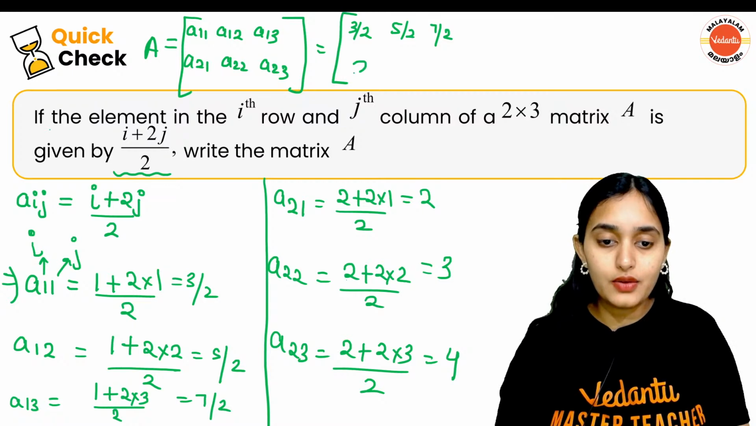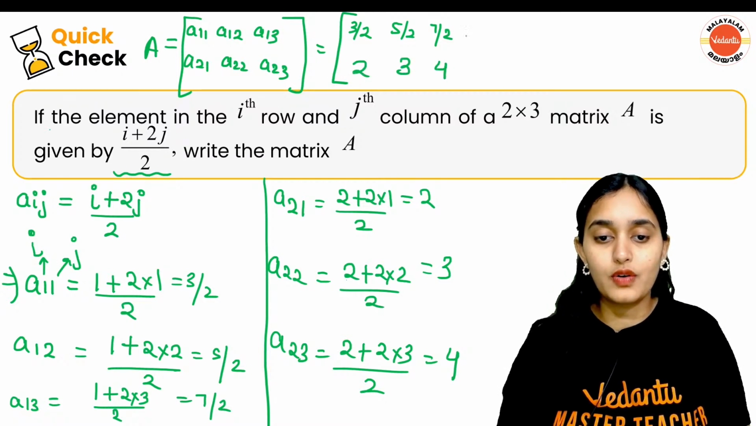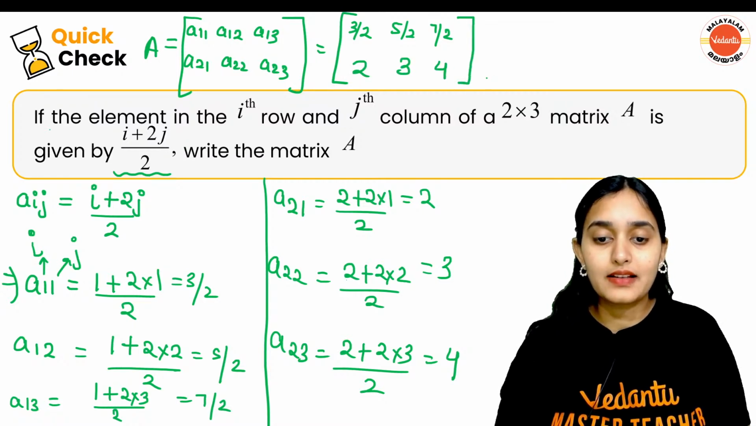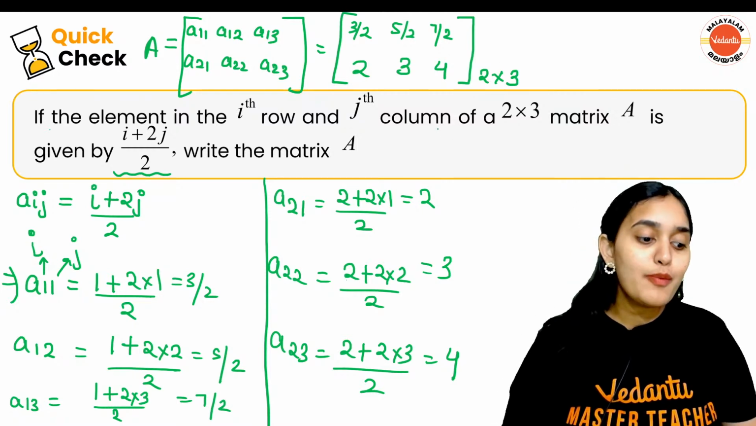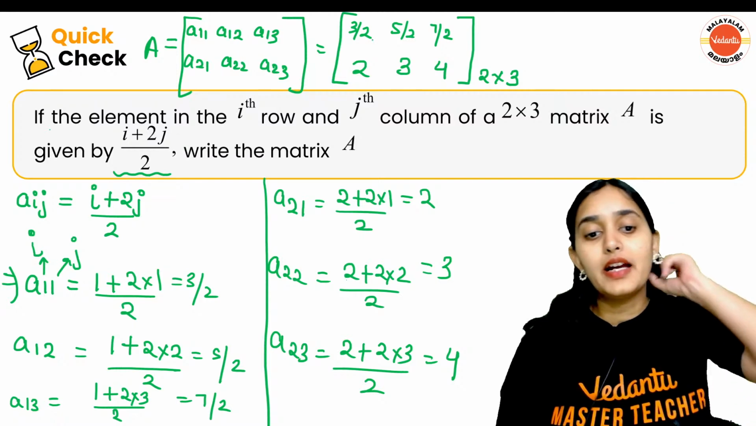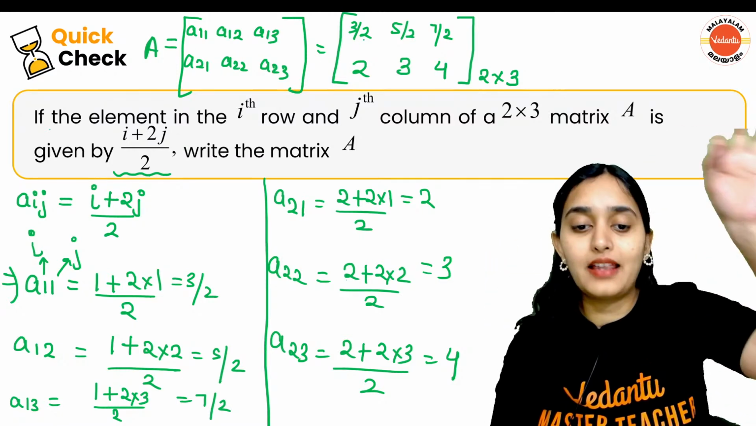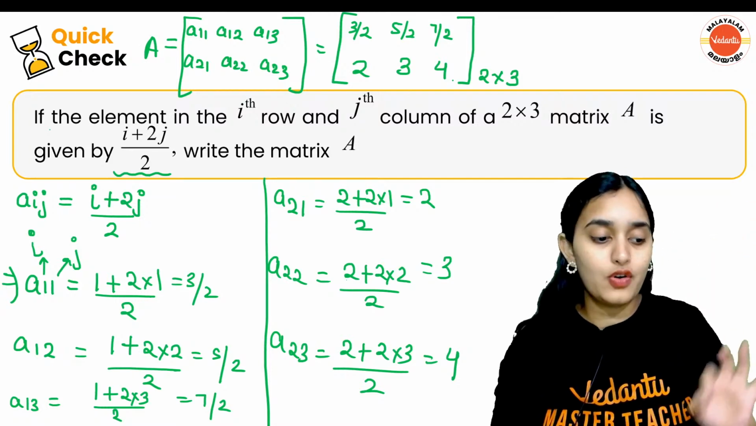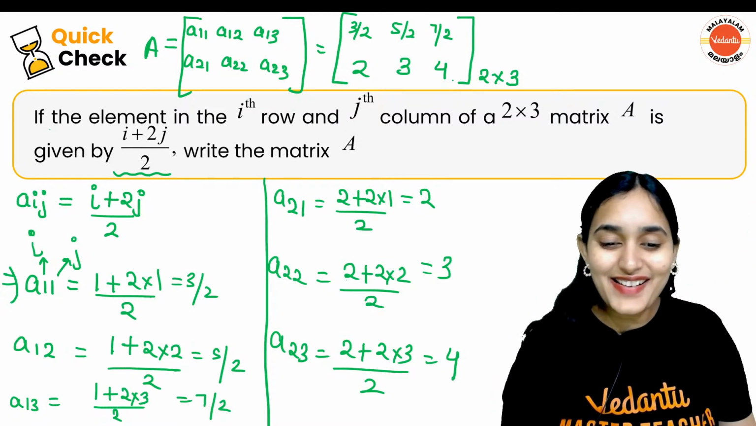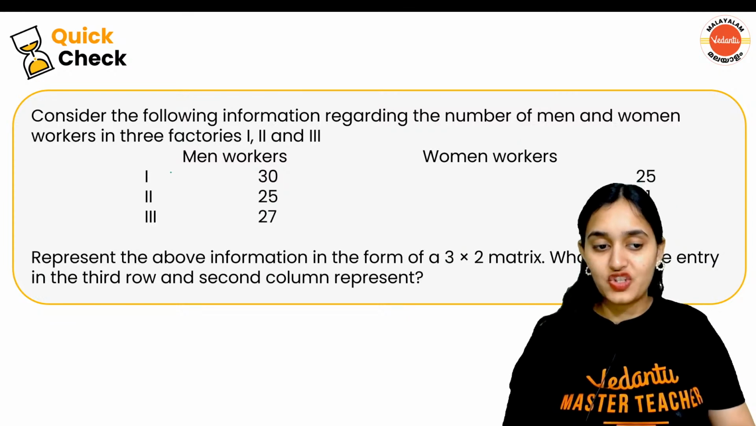And here 2, 3, 4. So A matrix is a 2 cross 3 matrix. Clear to everybody how my matrix will look like? The first row has 3 by 2, 5 by 2, 7 by 2. The second row has 2, 3, 4. That's my matrix. Alright. Next question.